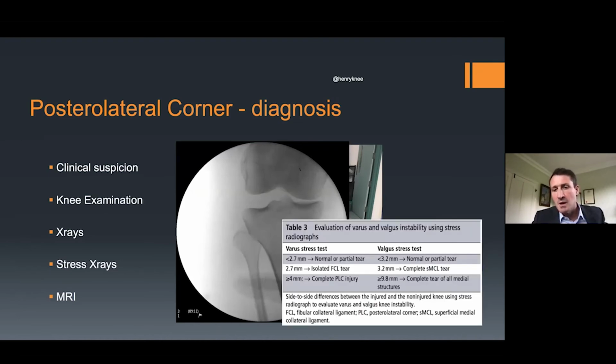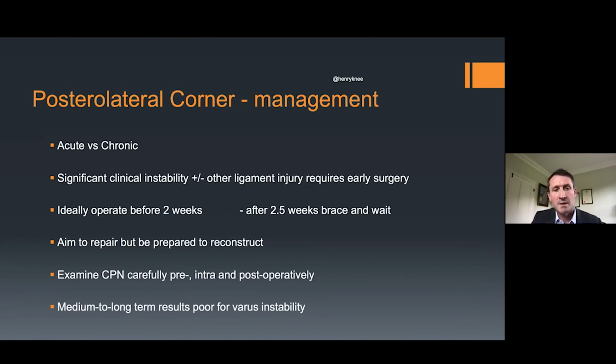There's a very lovely study from the States, a group led by another very well-known soft tissue knee surgeon, Rob Laprade, that shows the differences when you cut the ligaments in side-to-side stress X-rays. If that's something you want to look up, he's very generous with his research, and you can download the paper from his website.